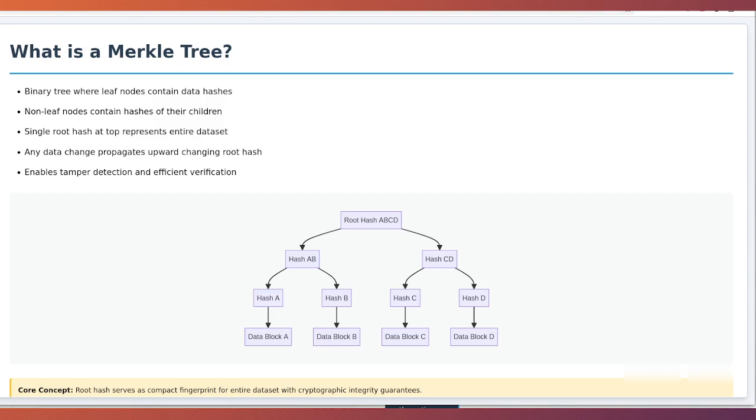The beauty of this structure is that if any single piece of data changes at the bottom of the tree, the change propagates upward through all the parent hashes. This ultimately changes the root hash. This makes tampering immediately detectable. In their most common form, Merkle trees are binary trees, which means each non-leaf node has exactly two children. This binary structure provides optimal efficiency for verification proofs, which we will explore in detail later.